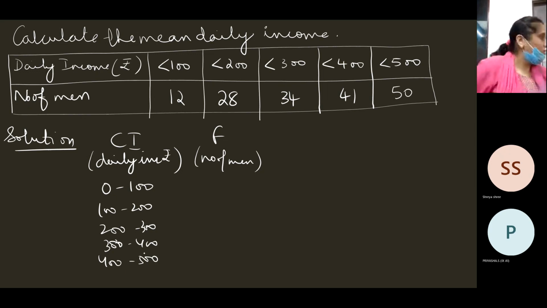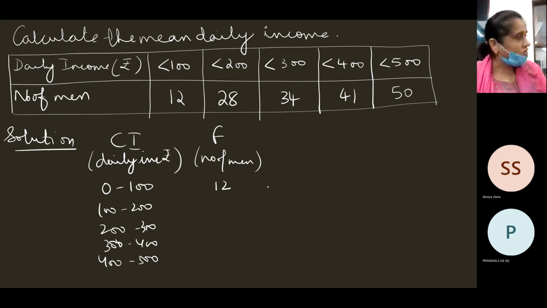Right now, at this point, I can only tell you a shortcut. Write that first value as it is, 12. Now keep subtracting, so that you get a positive difference. Now don't do 12 minus 28, that is negative. 28 minus 12. Write the first cumulative frequency as it is. Then keep subtracting. 28 minus 12, 16. 34 minus 28, 6. Then 41 minus 34, 7. 50 minus 41, 9. My frequency is right, Shreyas?